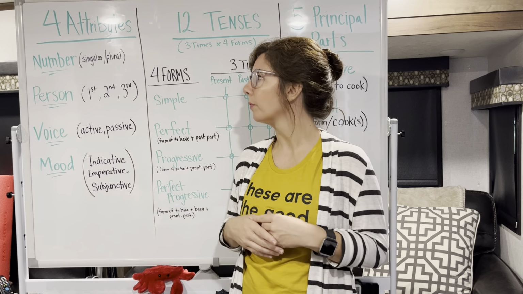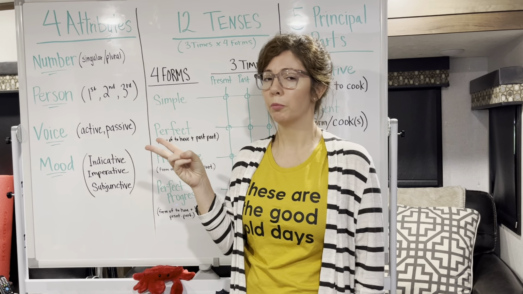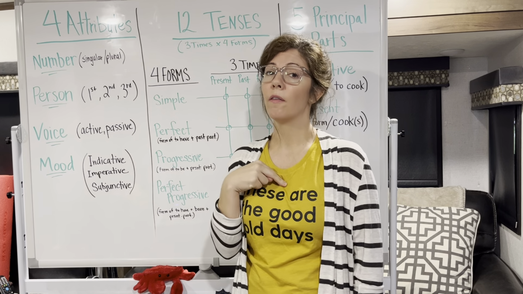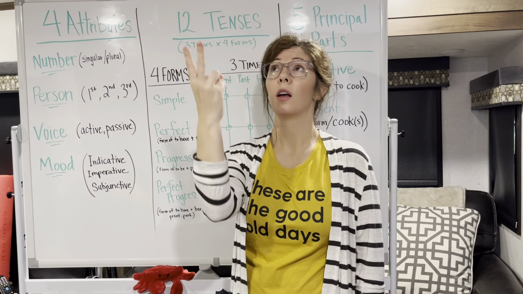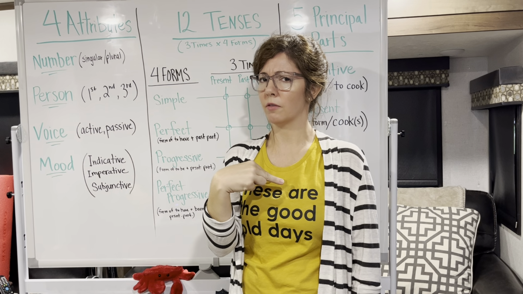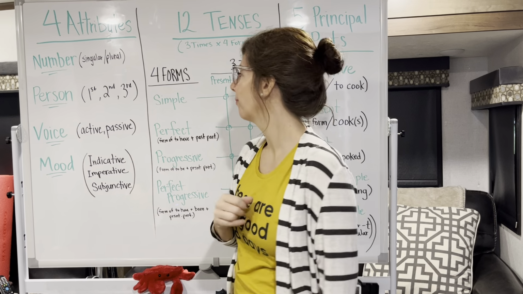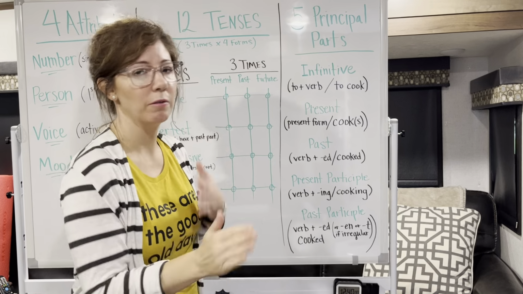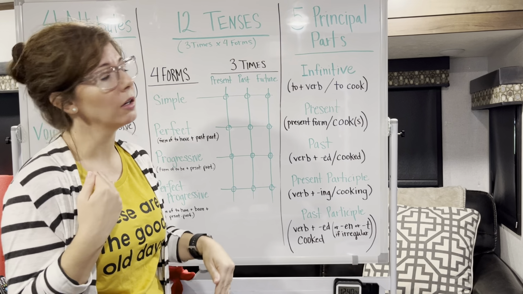Subjunctive mood. So for our 4 attributes, number, singular, plural. Person, first, second, third. Voice, active, passive. Mood, indicative, imperative, or subjunctive. Okay, awesome, guys. Okay, again, reviewing, wheels turning, keeping on.